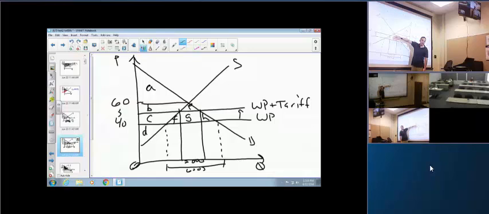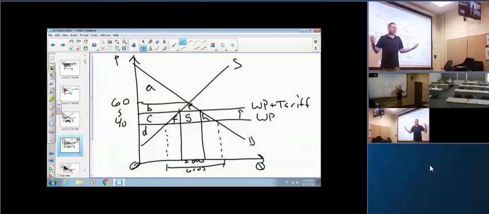So what have consumers lost? They've lost C, F, G, and H. But what have the producers gained? They've only gained area C. They had D, now they have D and C. So C changes hands, but look what's lost. F, G, and H goes away. So engaging in free trade increased value.